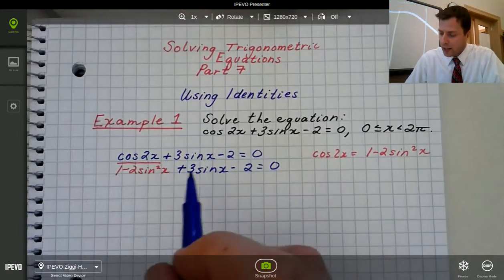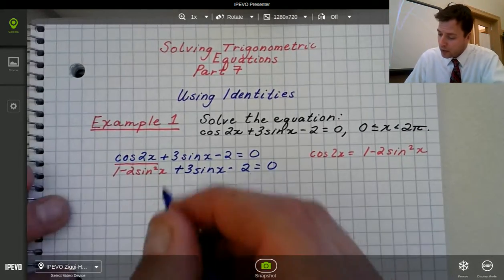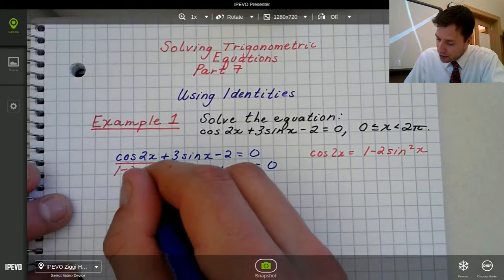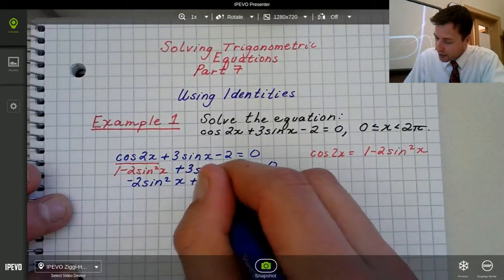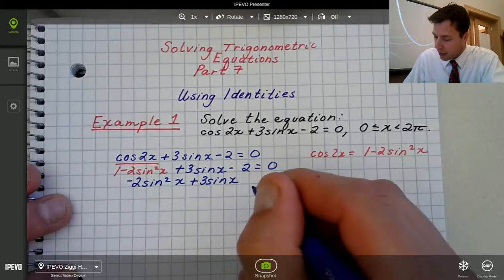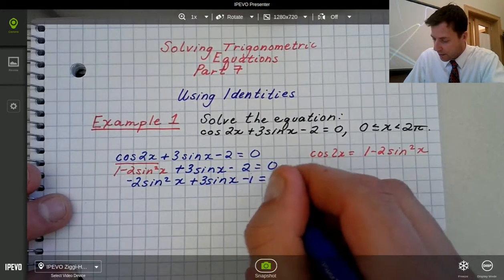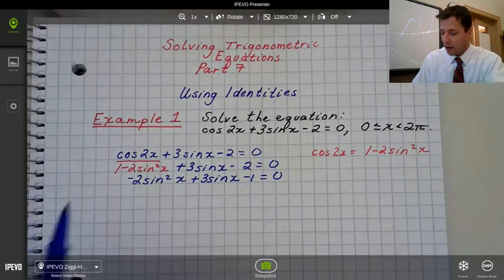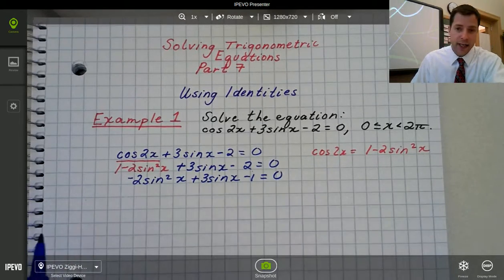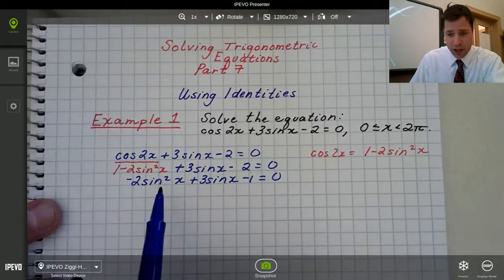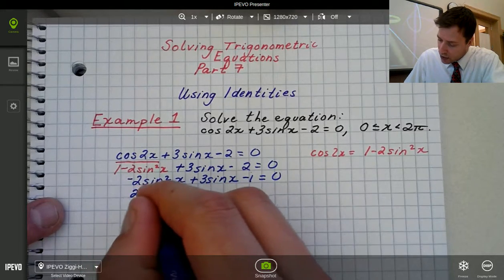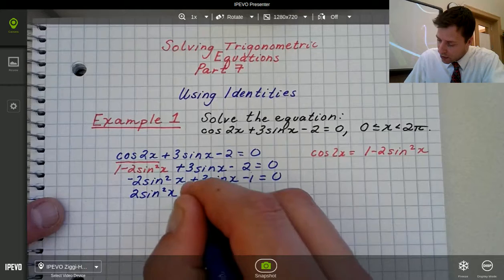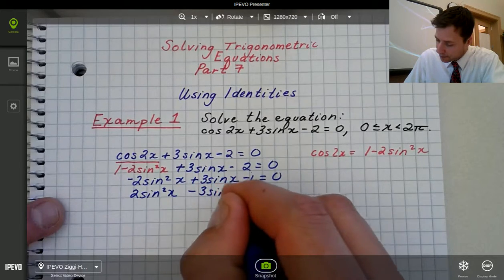Okay, we can combine like terms here, the 1 and the 2. So we're going to have negative 2 sine squared of x plus 3 sine of x minus 1 equals 0. And we're going to go ahead and multiply everything through by negative 1 because we don't want that. We're actually going to use factoring here. So we're going to have 2 sine squared when you multiply by negative 1. So notice the signs change on everything.